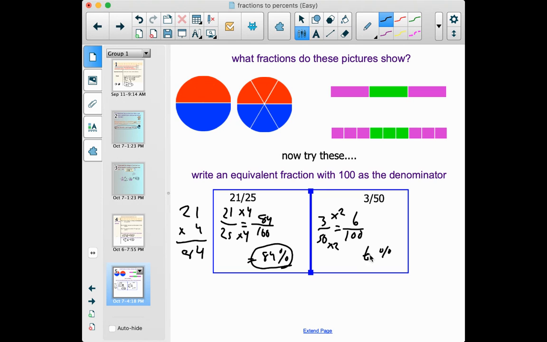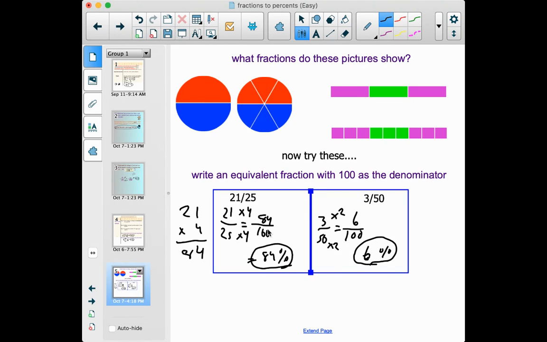Another thing that we can do to check to see if our answers make sense is to think in terms of more or less than half. If we compare these two answers, half would be 50%. So this 84% is more than half, which would make sense because 21 out of 25 is more than half. 21 is more than half of 25. So this is most of that 25, so we have something more than 50%. Over here, 3 out of 50 is not very much, way less than half. Half of 50 would be 25. We're not even close to that. So I should get a number that's way smaller than 50%. And I do, I have only 6%.